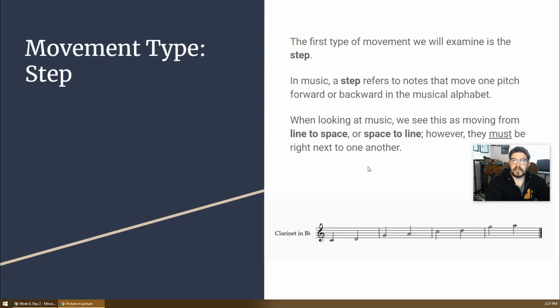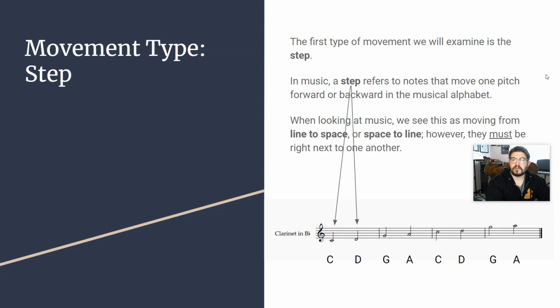And in music, a step is referring to notes that move one pitch forward or backward in the musical alphabet. So if you look at the musical example down here, we've got this clarinet part that I wrote out for us. We start off on C and move to D. That's one letter, right? C follows D.